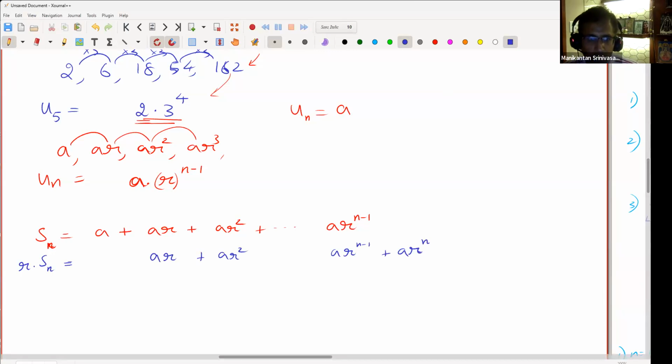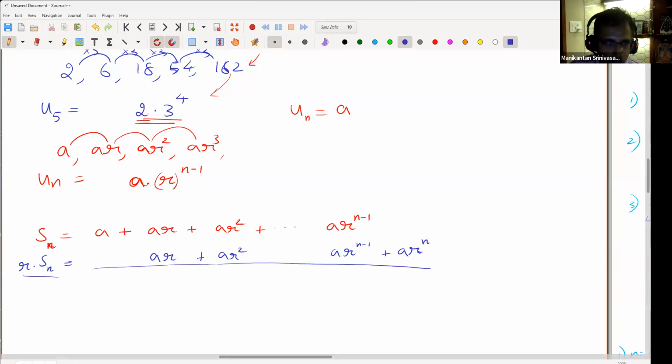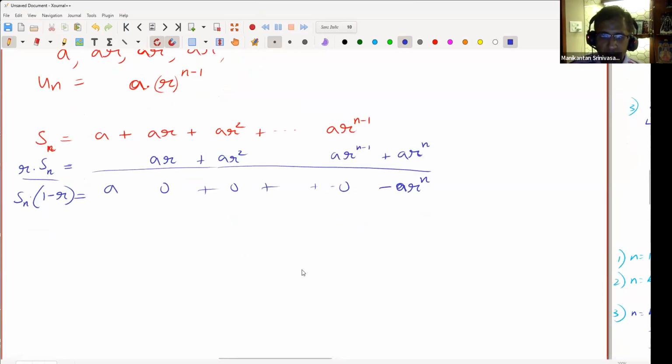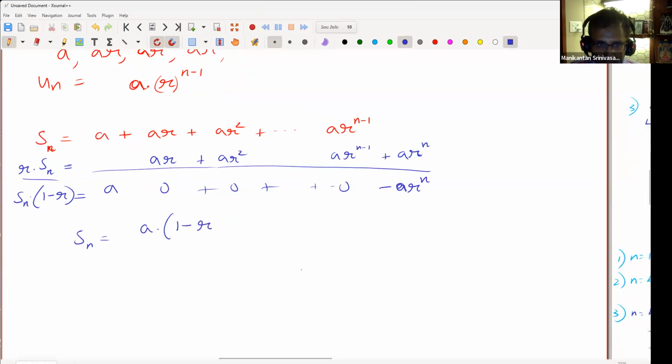Now, if I subtract these two sequences, let's see what I get. I get Sn times 1 minus r equals. Here, you can see that this cancels to 0, this cancels to 0, this cancels to 0, like a telescopic cancellation type of thing, right? Very similar. The only surviving terms are the very first term and the very last term. So the final result is a minus ar power n. So in other words, Sn is a times 1 minus r power n upon 1 minus r.